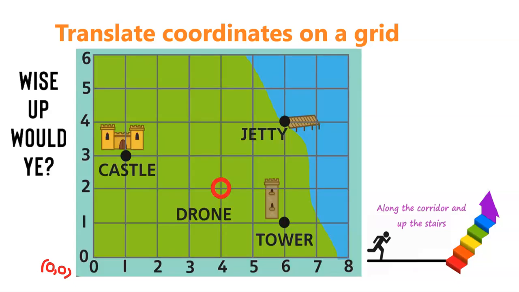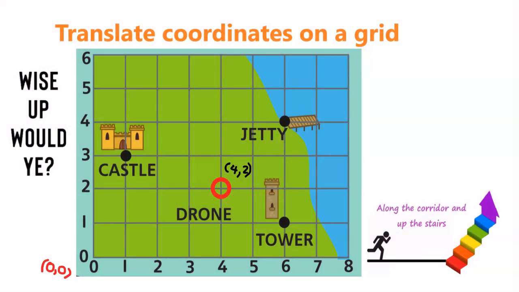Here we've got a grid. We've got the origin marked 0, 0. There's 8 along the x-axis and 6 along the y-axis. You can see that there's a drone marked on the grid and it is located at 4, 2. Along the x-axis to 4 and up the y-axis to 2.